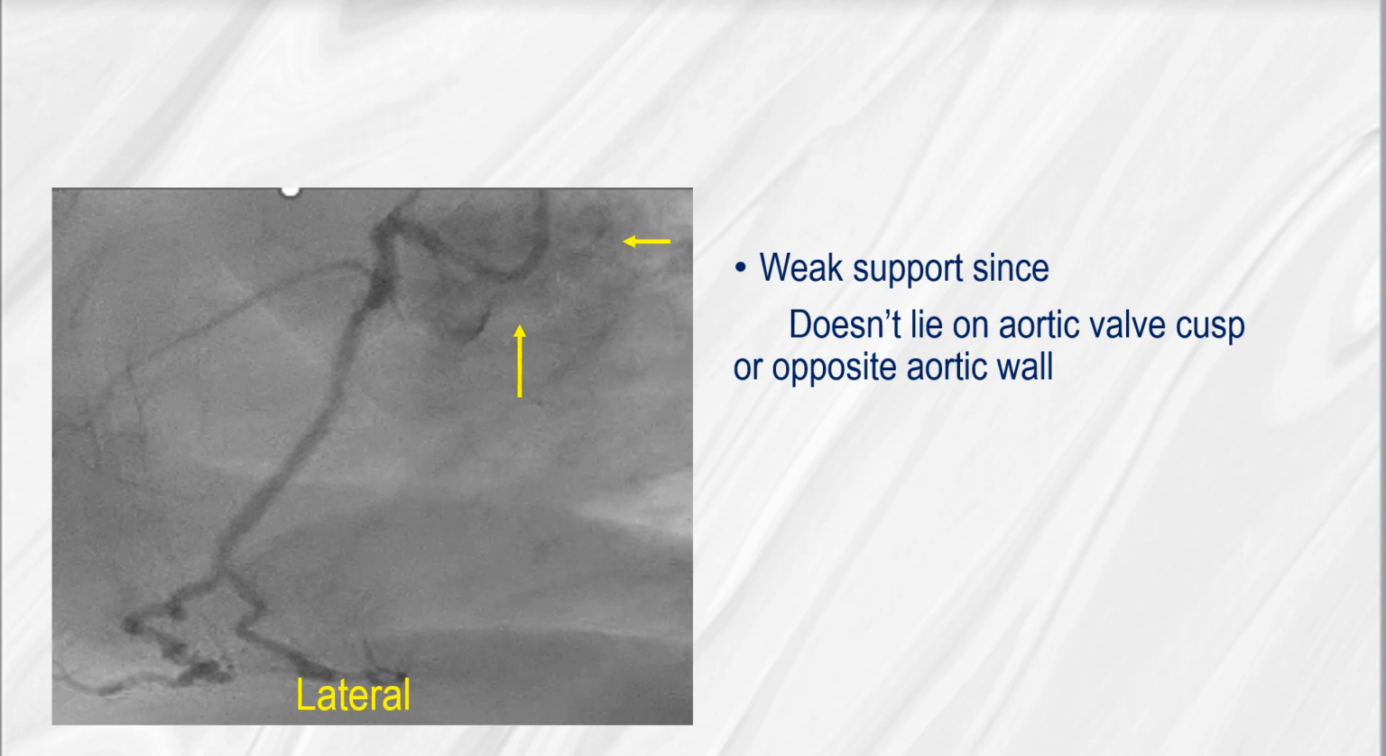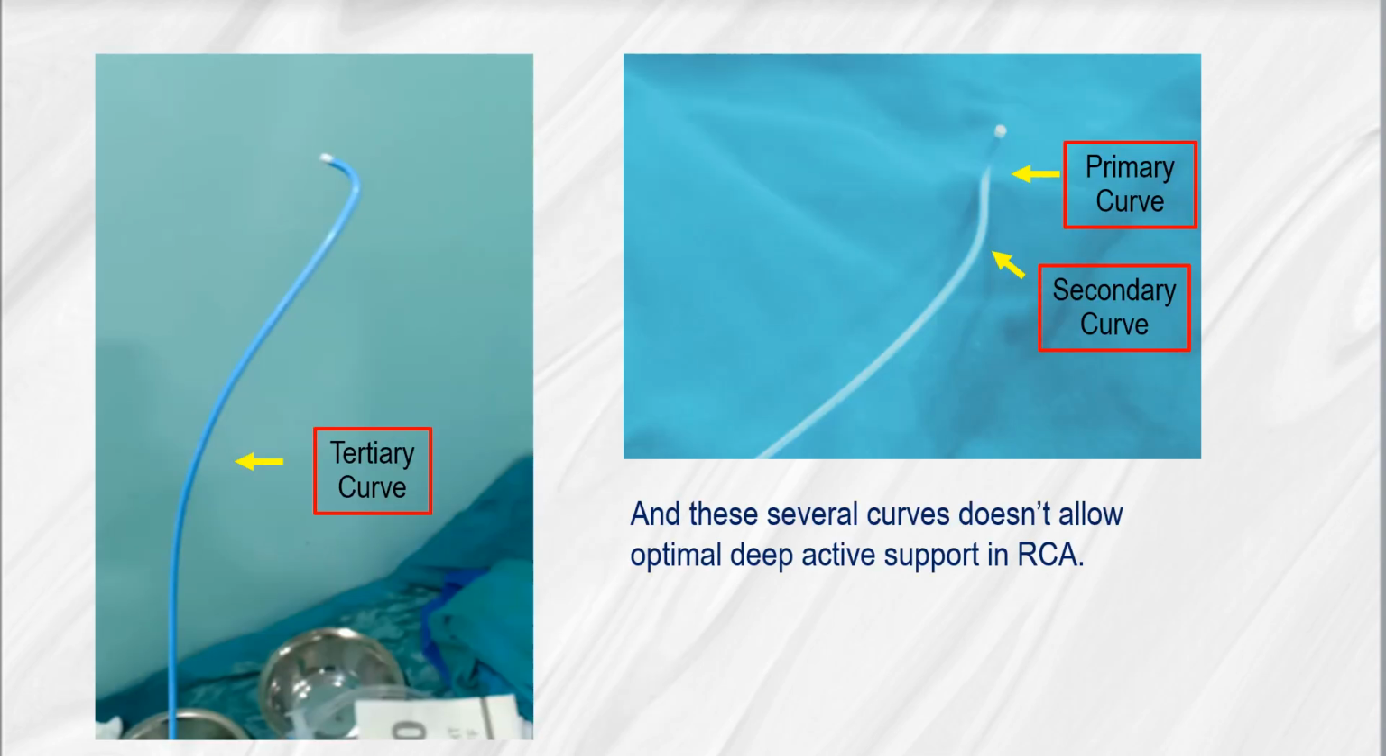Regarding the support of the catheter, it is of weak support since it doesn't lie on the aortic valve cusp or opposite aortic wall, and these several curves don't allow optimal deep active support in the RCA.